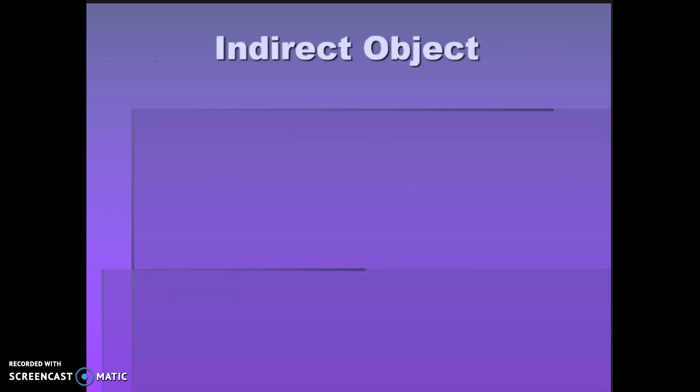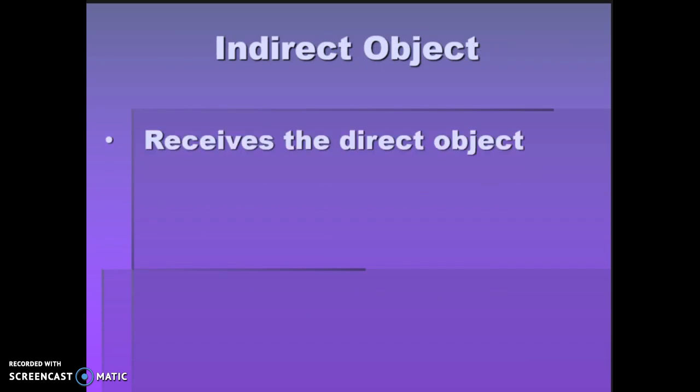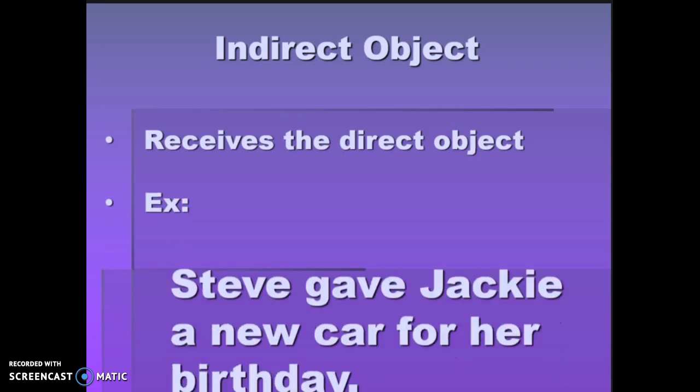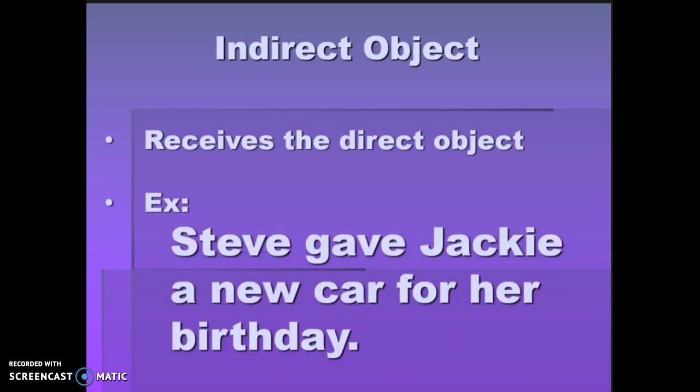All right, moving on. We have indirect objects now. The definition of an indirect object is that it receives the direct object. Here's what I mean by that. Steve gave Jackie a new car for her birthday. Very nice of Steve to do that.